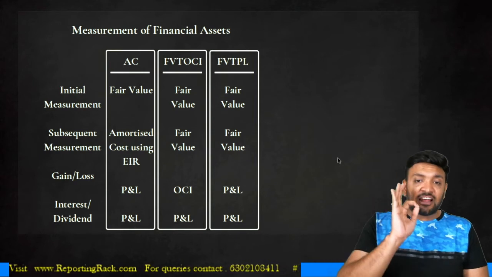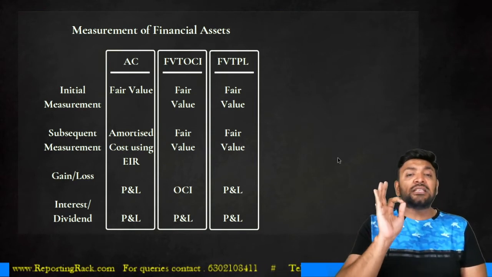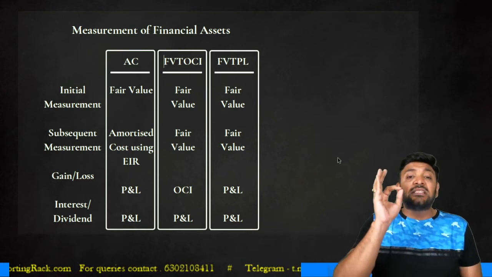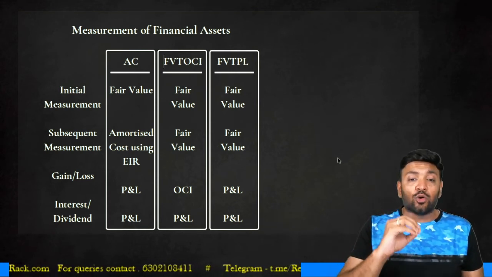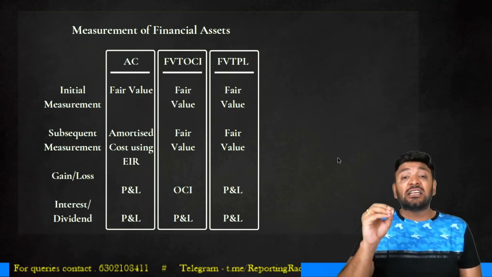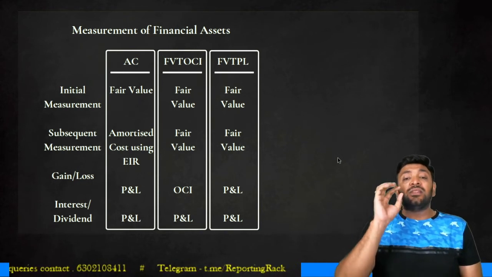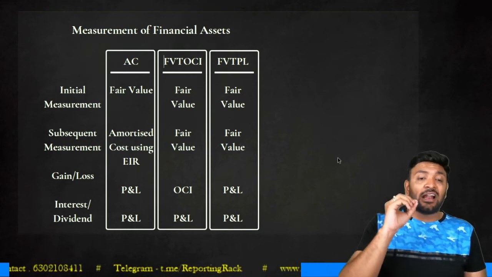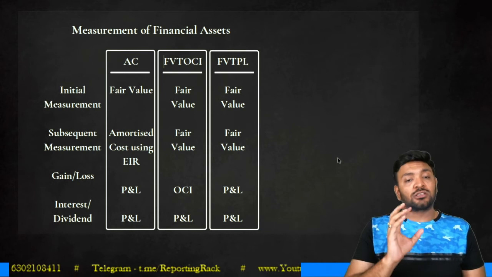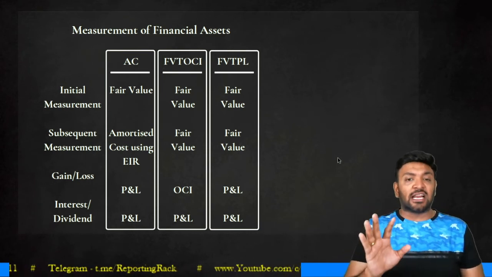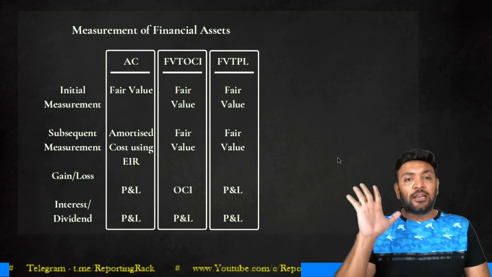If a financial asset is classified as FVTOCI, then the change in fair value should be recognized in OCI. But if there is a change in fair value for a financial asset classified as FVTPL, the change in fair value should be transferred to P&L. The change in fair value is called gain or loss. Any interest or dividend income on any financial asset should always be transferred to P&L.